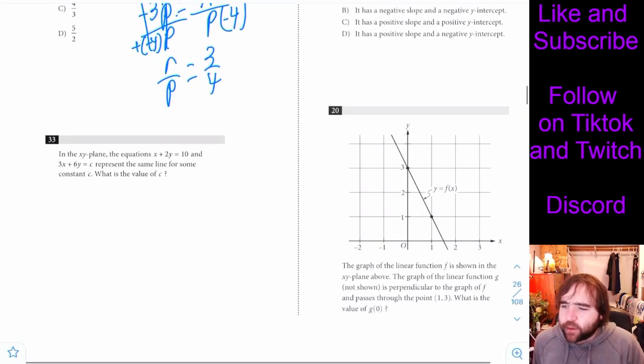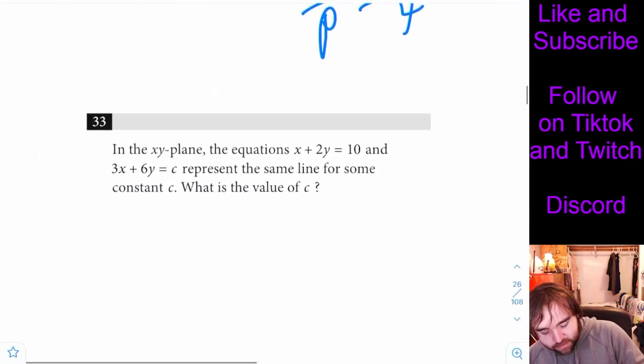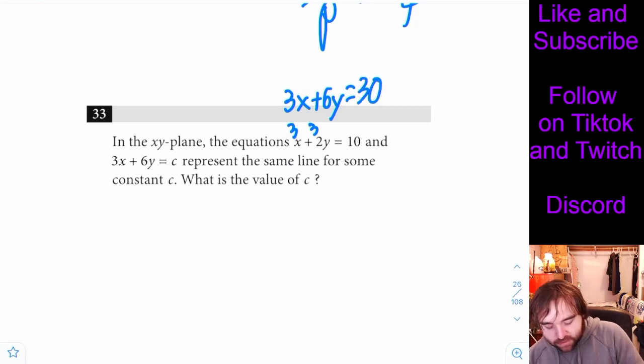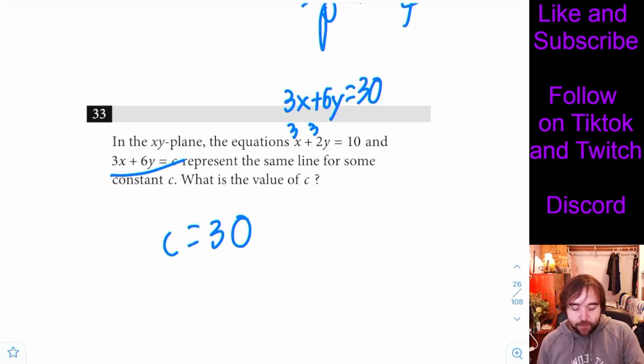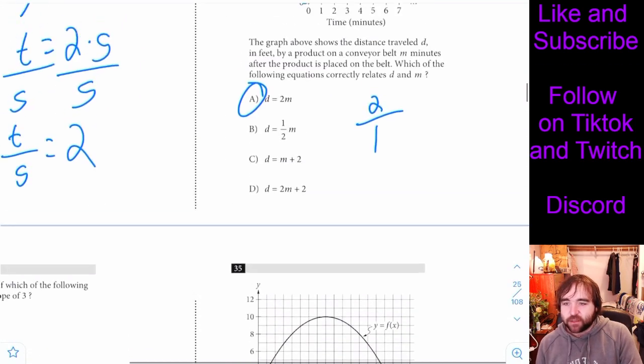All right, in the xy plane, the equations x plus 2y equals 10 and 3x plus 6y equals c represent the same line for some constant c. Okay, so you know the same line, it has to everything be the same. So let's take this first equation and multiply it by 3. That way we see that it's 3x plus 6y equals 30. Just because then we can compare, and that just shows us that c is going to have to be 30. Right? Because they're the same line. You make the left side the same, so then the right side's also got to be the same.